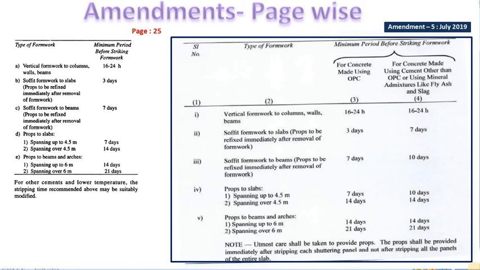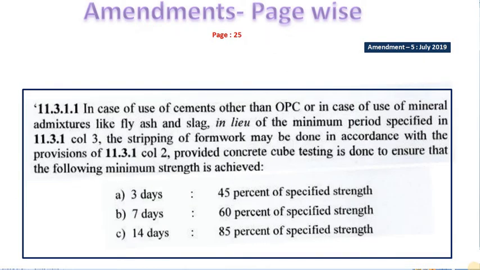Below the table, clause 11.3.1.1 continued. That also got changed here. What it says is, for checking the strength of concrete, the concrete strength in 3 days must be 45% of specified strength. In 7 days it must be 65% of specified strength. In 14 days it must be 85% of specified strength. So these are all the changes from page number 16 to 25.